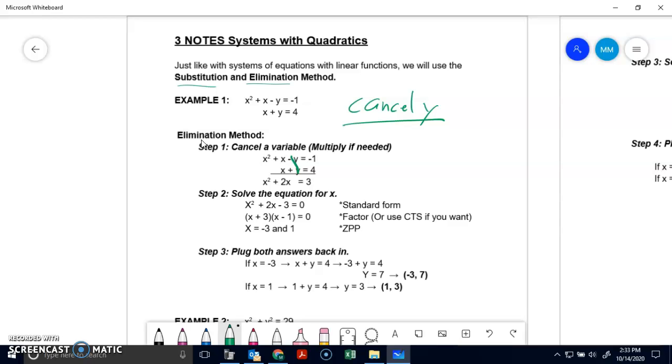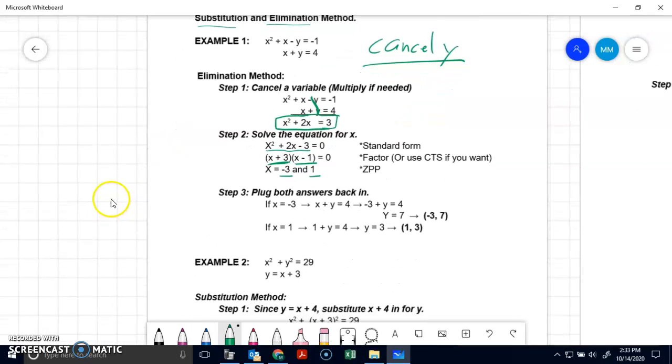X squared comes down, x plus x is 2x, negative 1 plus 4 is 3. So this is my equation that I need to solve. And I'm going to solve by factoring, which means I need to put it in standard form, subtract 3 over, get it equal to 0. Then I'm going to factor this, easy factor, factors of 3 that make 2, x plus 3, and x minus 1. Zero product property then says if I set each of these equal to 0 separately and solved, I would get negative 3 and 1, solving by factoring.